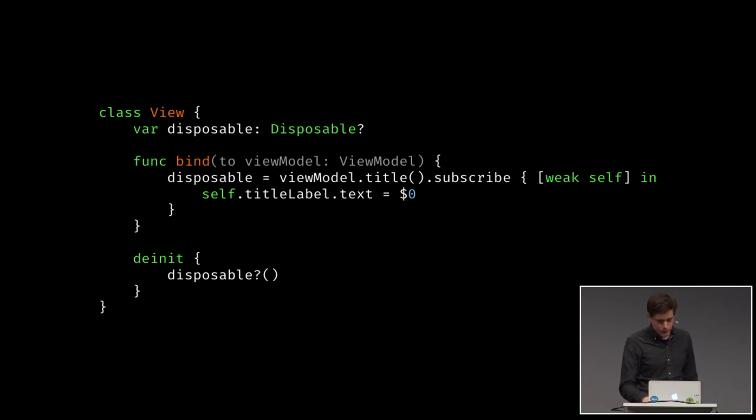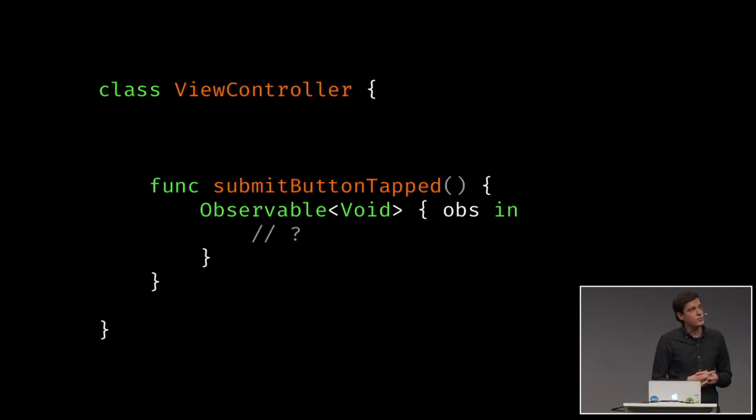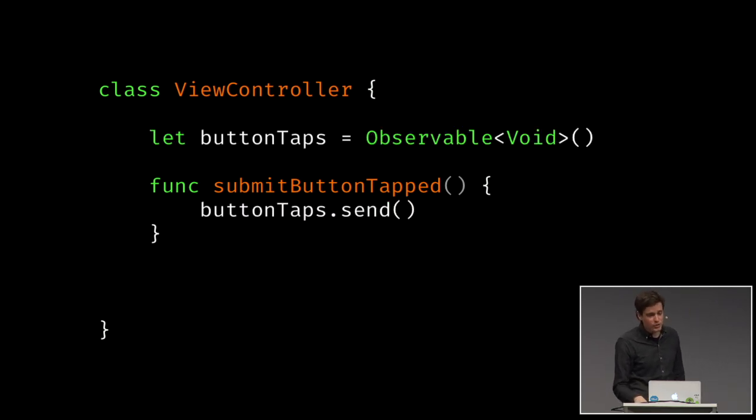So we've seen how we can create observables and define their behavior within the subscription handler. But sometimes we want to define the behavior from the outside and emit events based on other input, maybe from UIKit. So at the fringes of your reactive programming world, you will need something else because it's not clear how we can solve this. So this submit button tapped is a selector that's called whenever a UI button is tapped. But how do we emit that button tap in an observable? So what we would want to have is something like this.